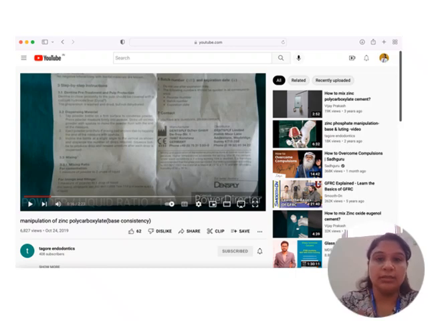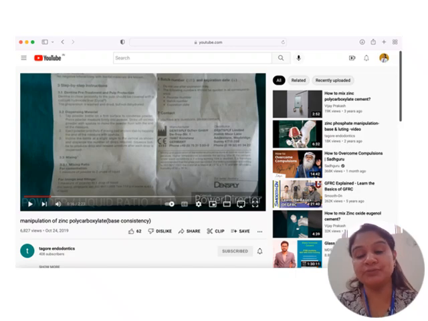Now let's look into manipulation of your zinc polycarboxylate cement. We take powder and liquid, a glass slab and a spatula. We take 1 scoop of powder and 2 drops of liquid. First the powder has to be dispensed and then the liquid. The liquid has to be tilted to 90 degrees and given one proper squeeze. So it is mixed in the ratio of 1:1.